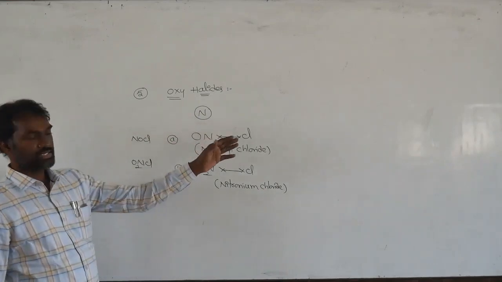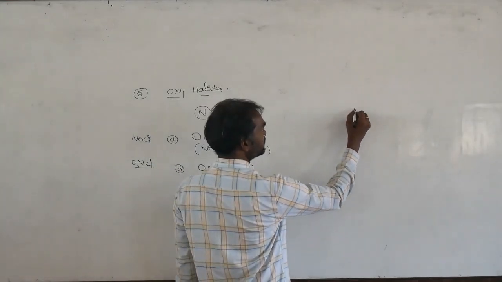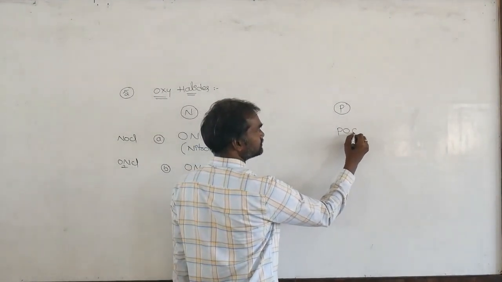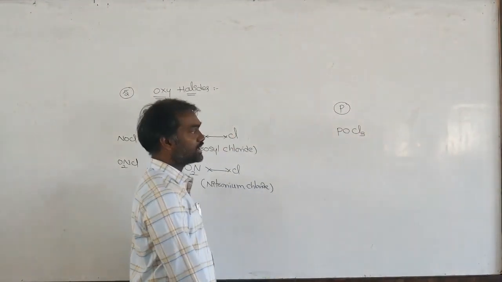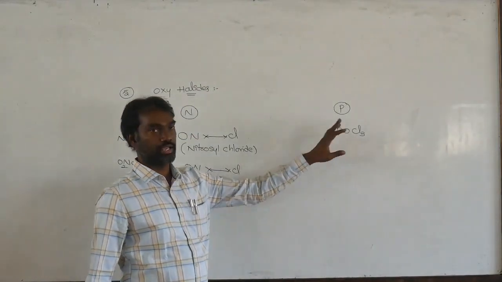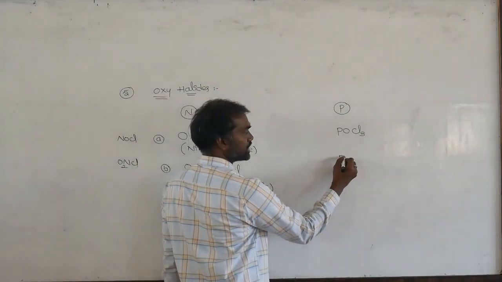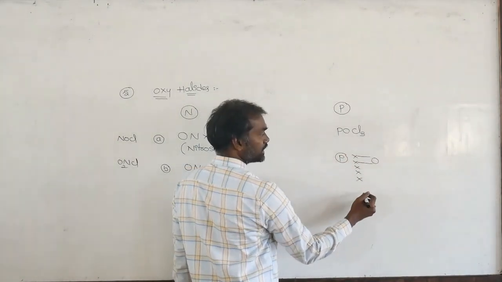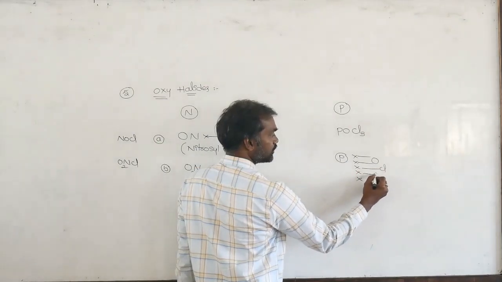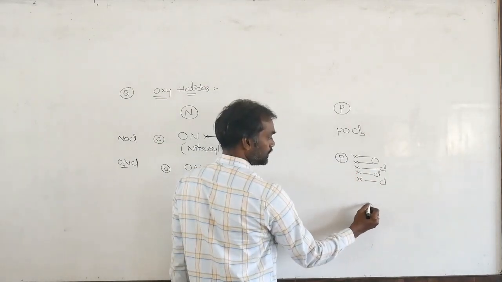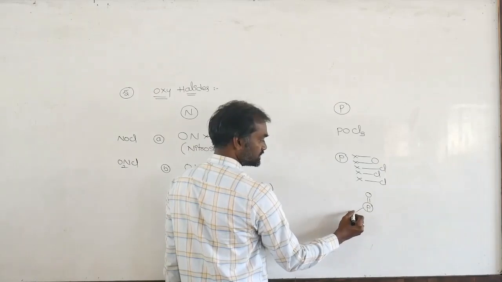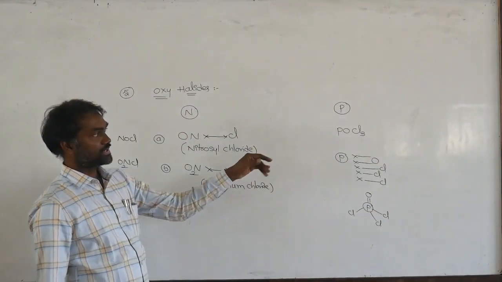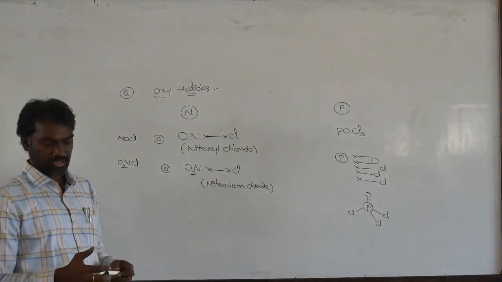Next, in the same manner, for phosphorus, the famous one is POCl3. So POCl3 is the famous oxychloride. So what will be the structure? Phosphorus, you write down 5 unpaired single electrons, 2 taken by oxygen and 3 by chlorines. So P double bond O, Cl, Cl, Cl. So phosphorus oxychloride. So that is important.